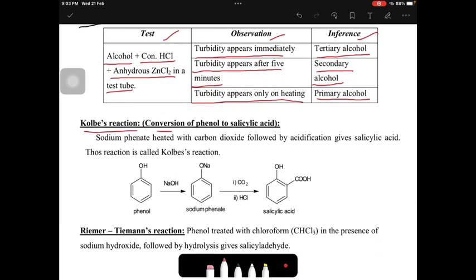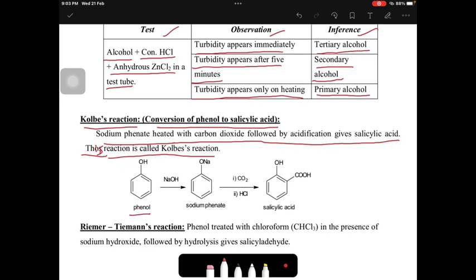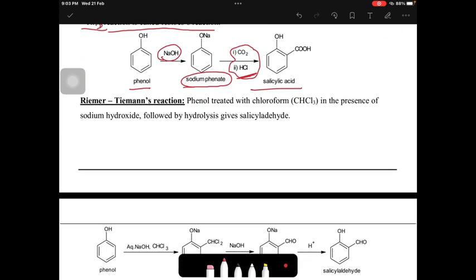Kolbe reaction, conversion of phenol to salicylic acid. When sodium phenate is heated with carbon dioxide followed by acidification, it gives salicylic acid. This reaction is called the Kolbe reaction. This is the reaction: phenol reacts with sodium hydroxide to give sodium phenate. Sodium phenate, on heating with carbon dioxide followed by acidification with HCl, gives salicylic acid.